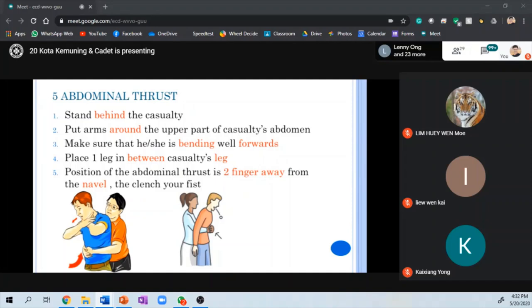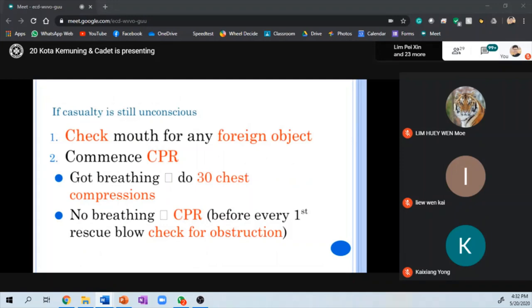Abdominal thrust, okay. Imagine you have the casualty, five back blows, abdominal thrust, and suddenly the casualty faints, suddenly falls. And then, because you already support already, what you have to do is slowly put the casualty down. Oh, my God. How to explain about this stuff?